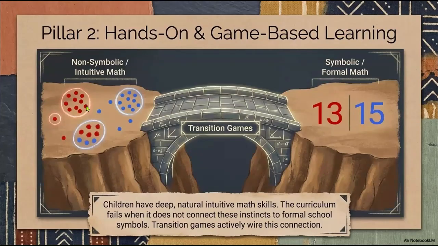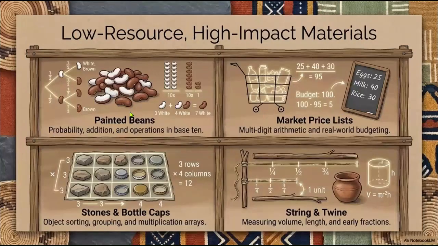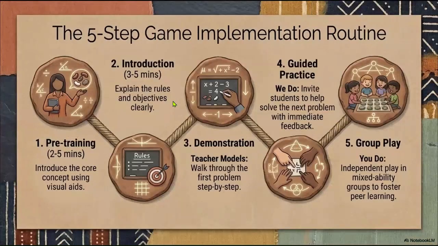Beautiful. So this is intuitive mathematics and this is formal mathematics, and you need games to transition from the one to the other. And here are examples: painted beans, market price list, bottle caps, string and twine, pre-training, introduction, demonstration, teacher models, guided practice, and then independent play and mixed ability.